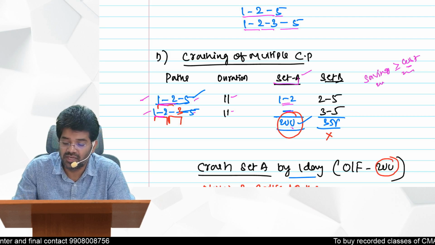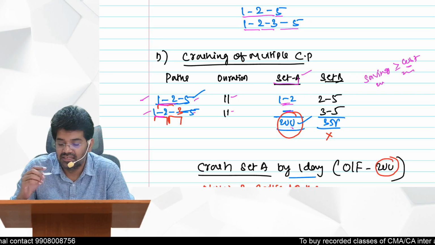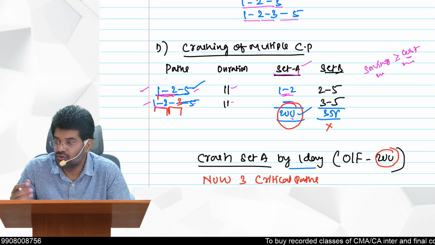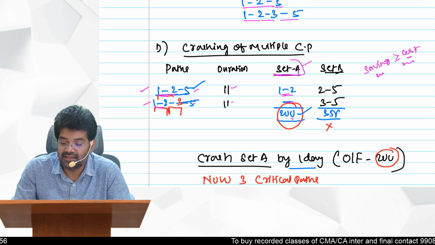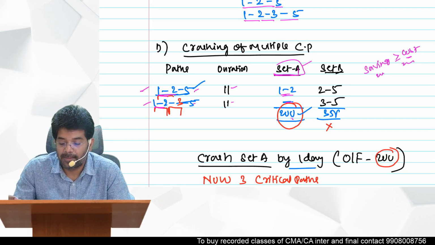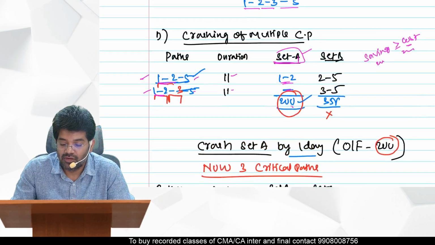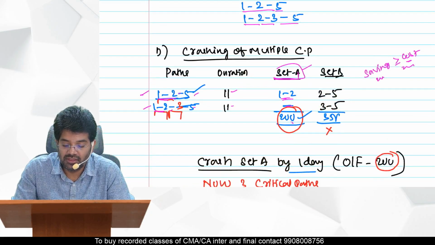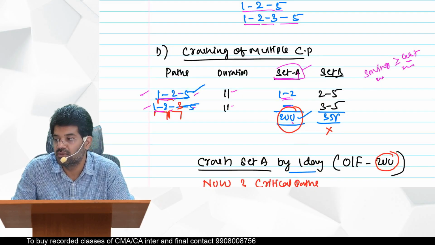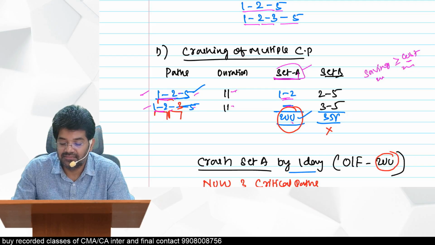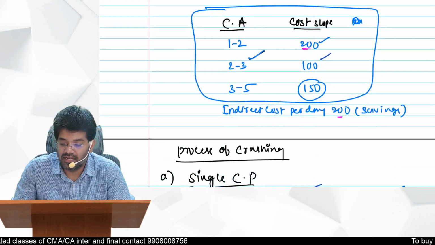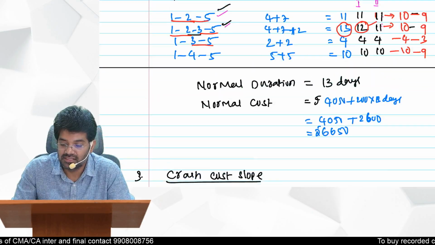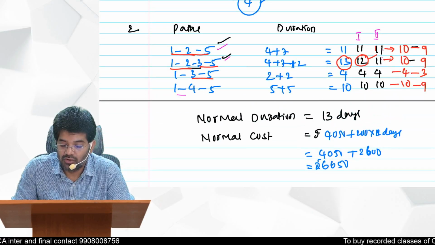What we can do is, we can crash now 1 to 2 by 1 day. Rather than saying 1 to 2, you can use the name set A. Then what will happen again? In this path you have 1 to 2, in this also 1 to 2 you have. So 11 will get reduced by 1, even this also will get reduced by 1. So now 10, 10, and one more path, if you see the list of paths, 1 to 4, 4 to 5 is also having 10 days.